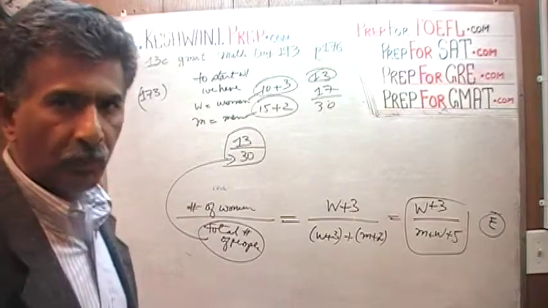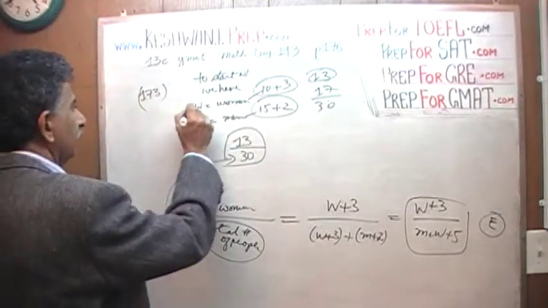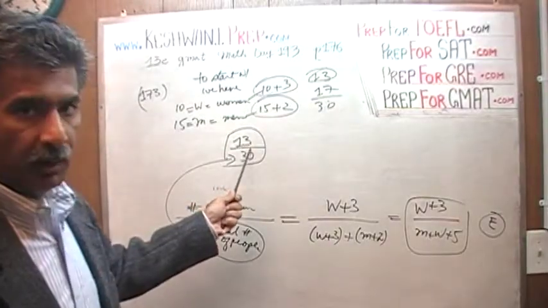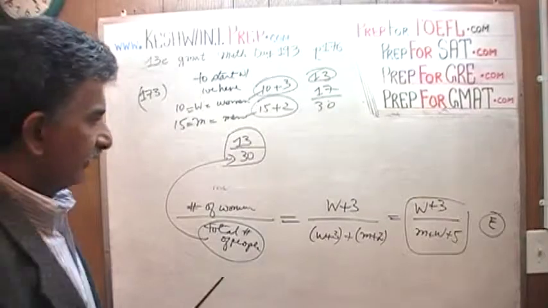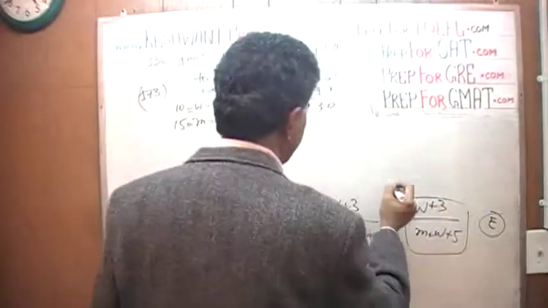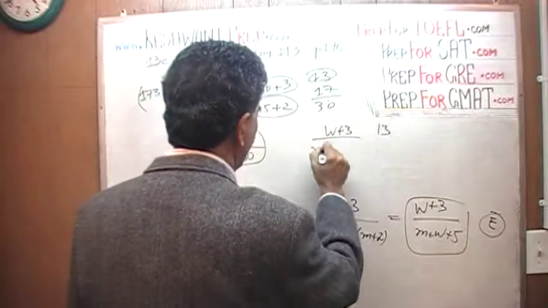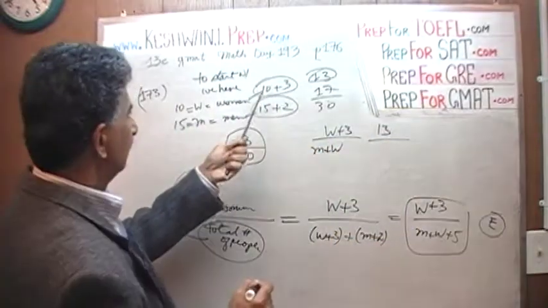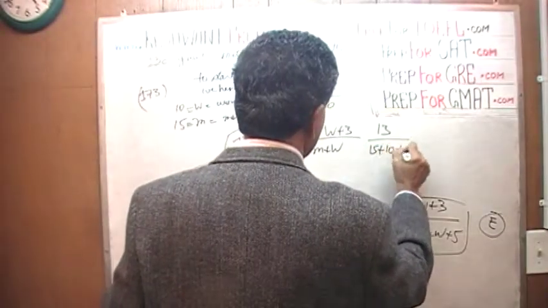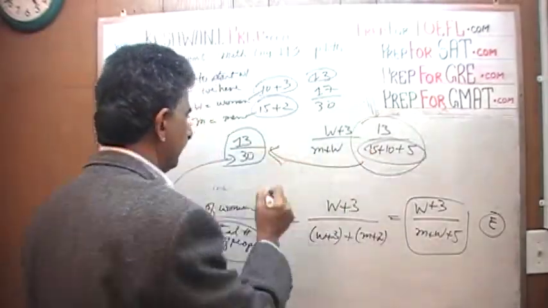And then all you have to do is go through all the answer choices, wherever we see W, replace it with 10, wherever you see M, replace it with 15, until you come upon an answer choice that works out to be 13 over 30. For example, here, W is 10, so W plus 3 is going to be 13, and then M plus W is 25, M plus W plus 5. There you go, that's your 30. And it matches this quantity, matches that quantity, and therefore the answer is E.